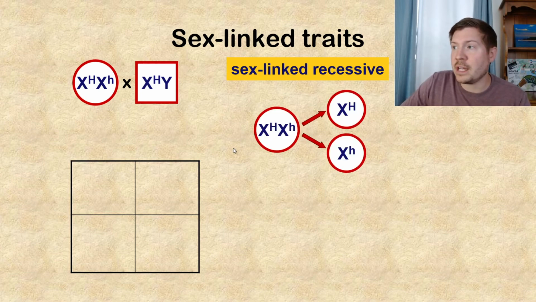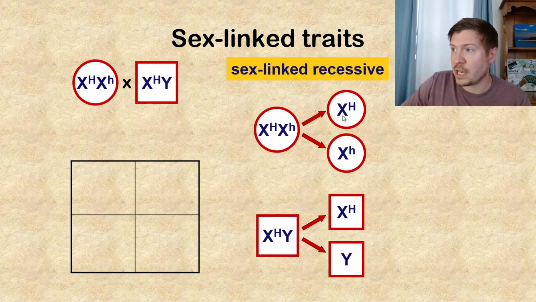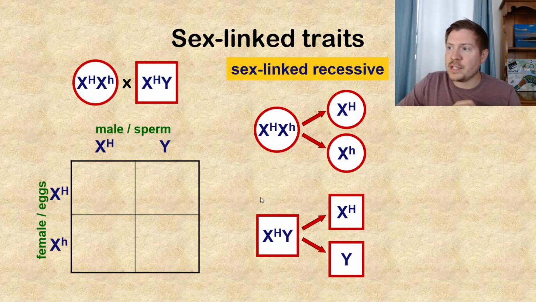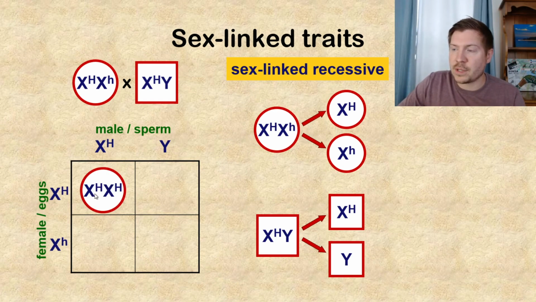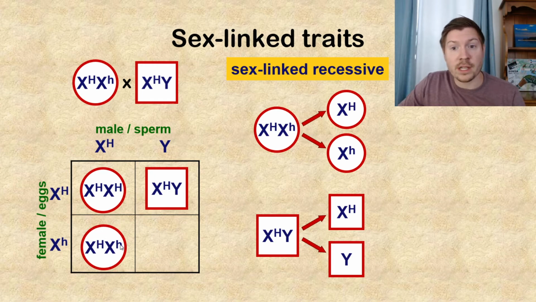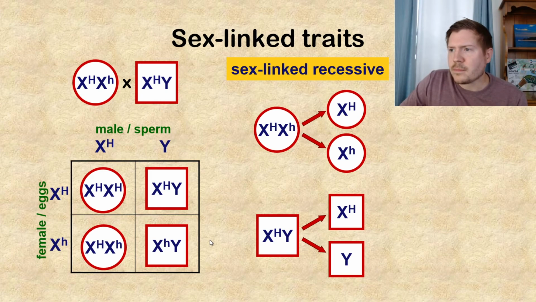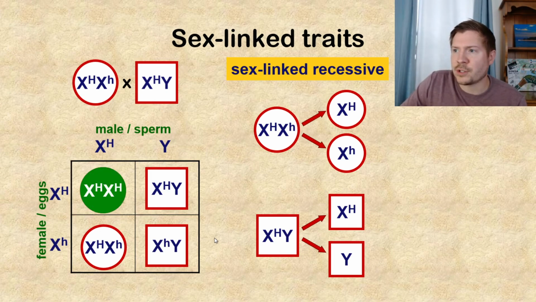So then if we go ahead and look at their gametes, okay, mom is either going to give X capital H or X lowercase h, and dad is going to either give X capital H or a Y chromosome. So if we put in their gametes on our Punnett square, all right, that's what we get. And then we'll go ahead and fill it out. So we got X capital H, X capital H; X capital H, Y; X capital H, X lowercase h; and X lowercase h, Y.